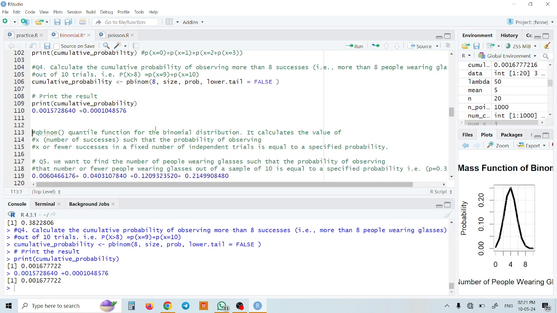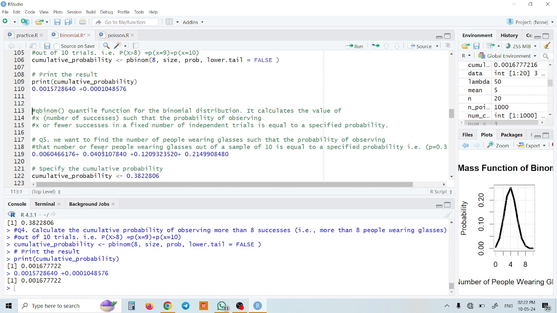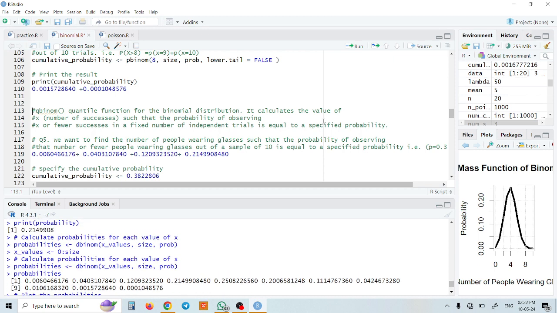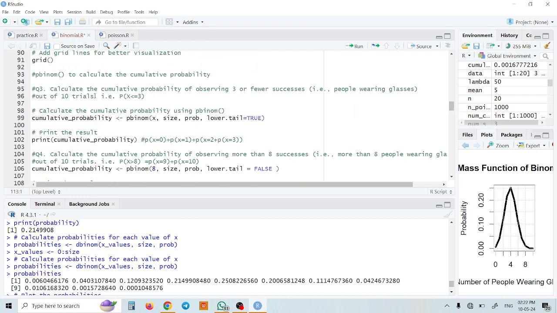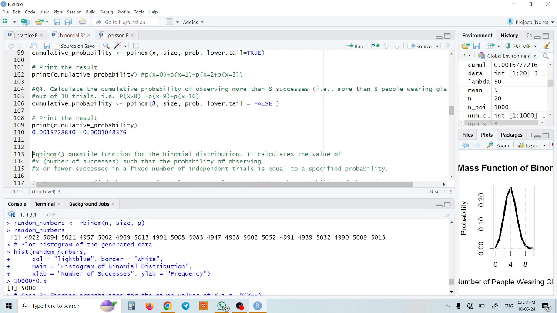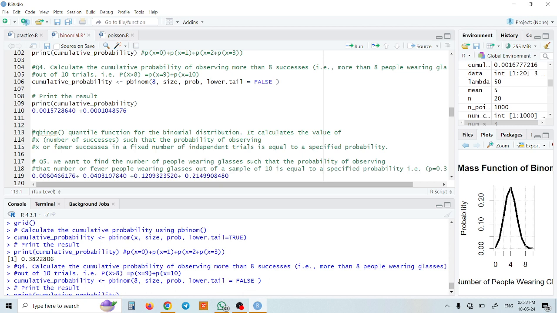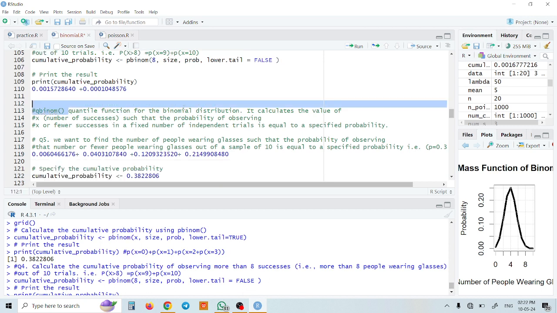One more function is also there where we can find the value of x if we know the probability. For example, we have already obtained the probability when x is less than or equal to 3. If you know this probability and you want to know the value of x, then you can find that also using the qbinom function. The qbinom function is the quantile function of the binomial distribution.